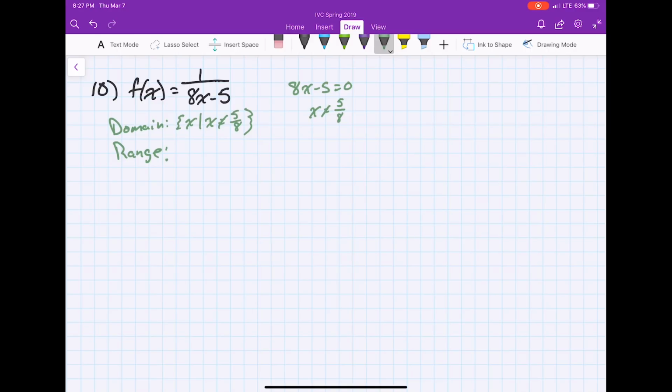And then let's set the whole equation to equal 0. Well, 8x minus 5 times 0 is going to be 0. So 0 equals 1. Can't happen. So our range is everything except for y cannot equal 0. Kind of like our little horizontal hole there, I guess.